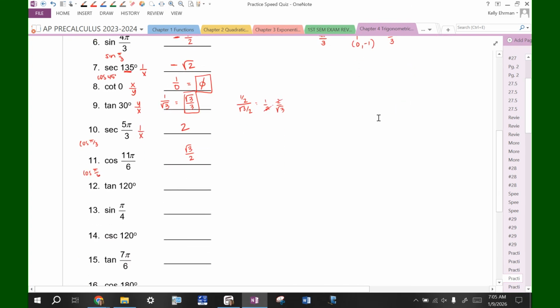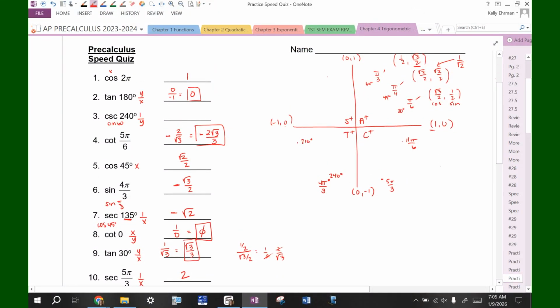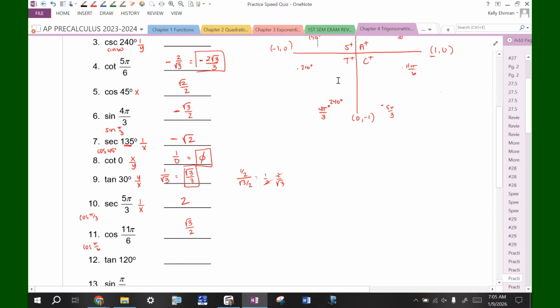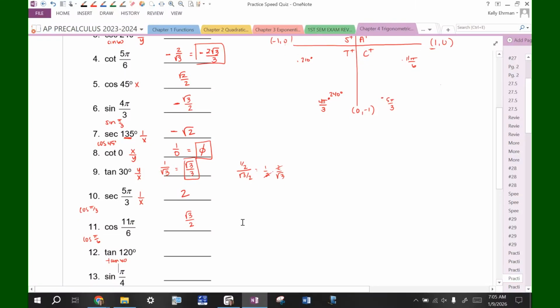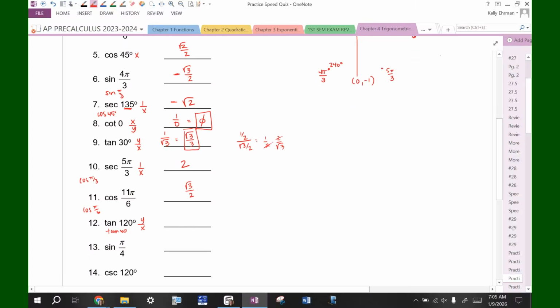Tangent of 120. So where's 120? 120 is this angle. So that's the 60-degree angle. The 60-degree angle is the one that's closest to the y-axis. The 30-degree angle is closest to the x-axis. So really treat this like tangent of 60. Figure out that answer. So tangent of 60, y over x at 60.